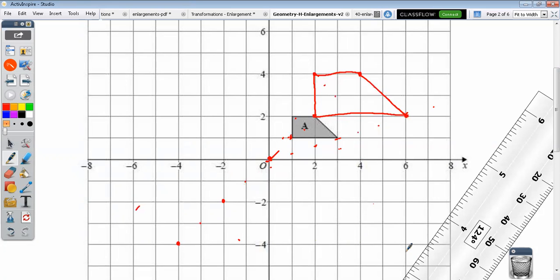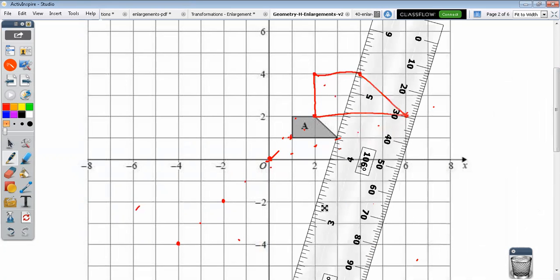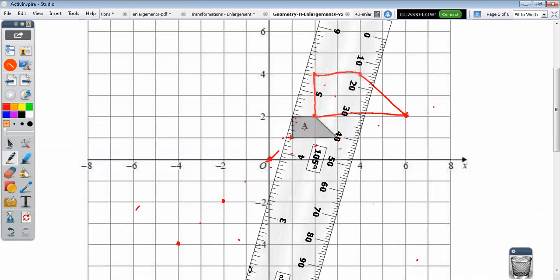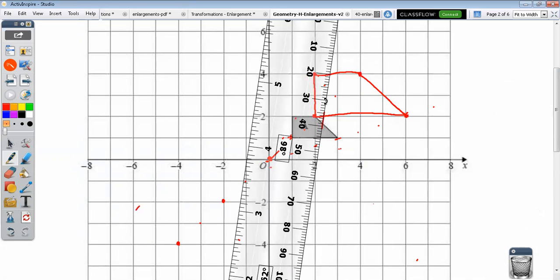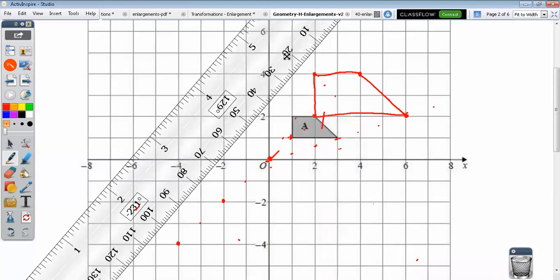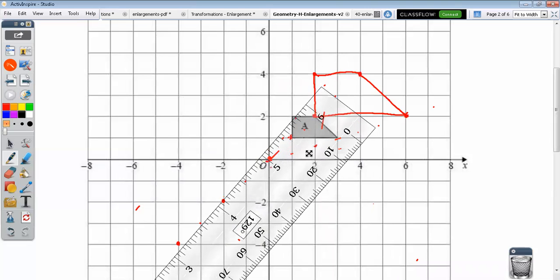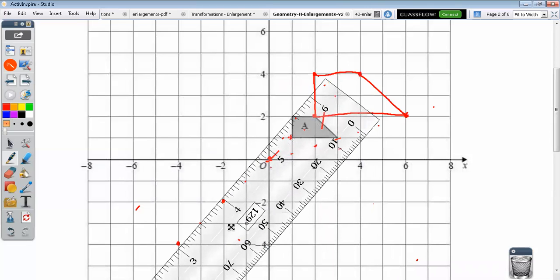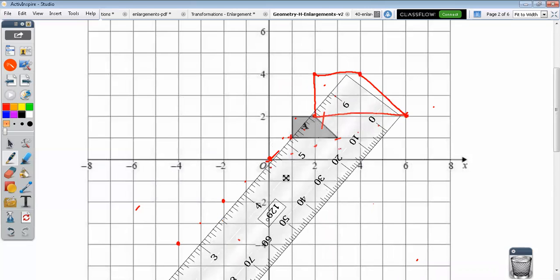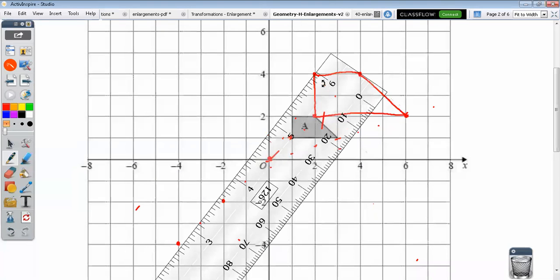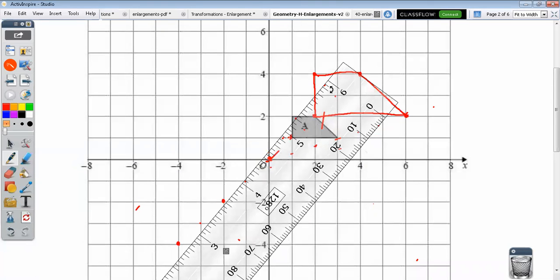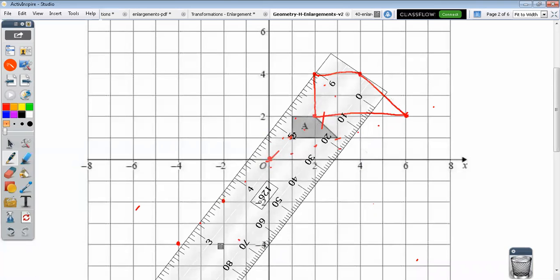Okay. Now the other ones are tricky. Maybe we actually have to use our ruler now, so that we don't miss it. But it's not difficult. If we pick this point here, then every point has to pass through our center of enlargement.